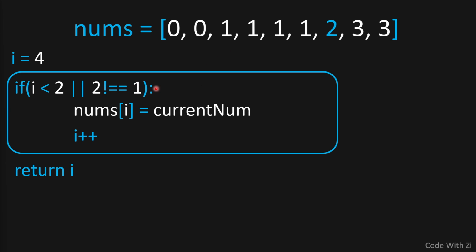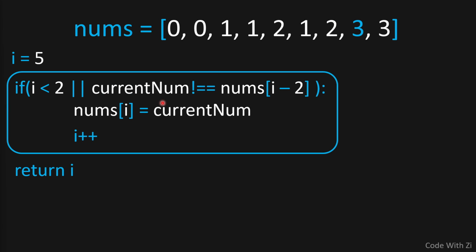So we're going to enter this if statement, and nums at the index of I, meaning nums at the index of 4, is equal to current number, which is 2. Now that's going to make this number 1 here into 2. And as you can see, we're slowly getting rid of the number 1 that had more than 2 repetitions at most. Then we're going to increment I, like so.